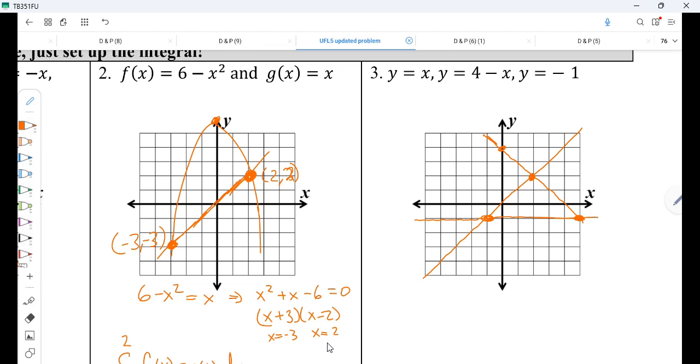The upper function changes, right? The line with the positive slope is the upper function for the first half of this, and then the line with the negative slope is the upper function for the second half of this. So we need to do two separate integrals. The first one from -1 to 2, and then the next one from 2 to 5.